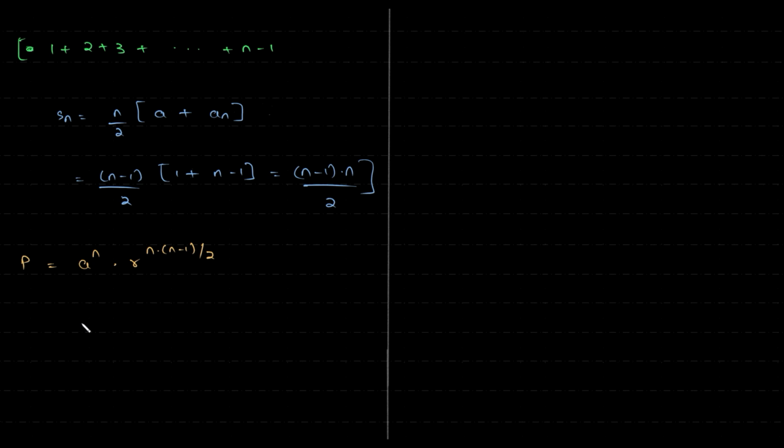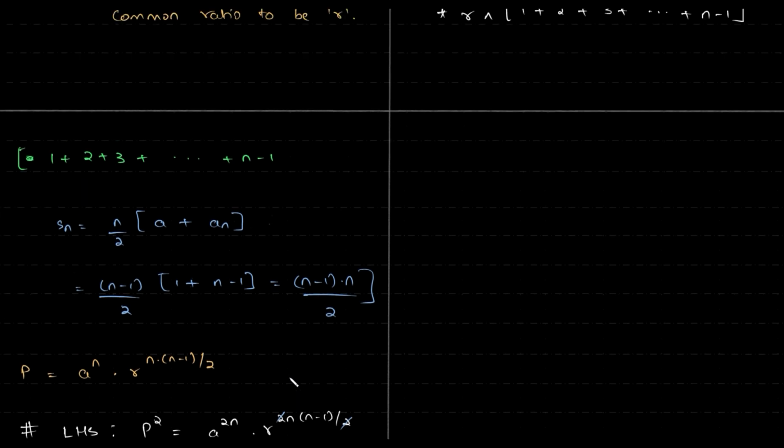With this on hand, let's take the LHS. LHS is P squared, so we have to square this. Squaring this, the 2 and the 2 get cancelled, and we have a to the power of 2n into r to the power of n into (n minus 1).